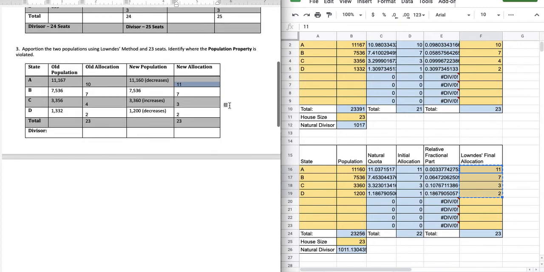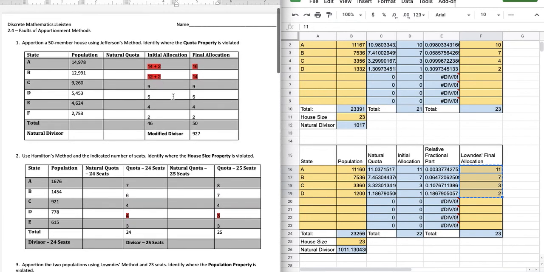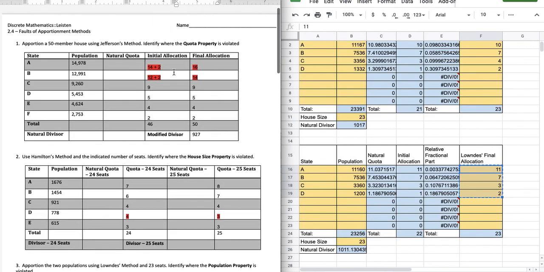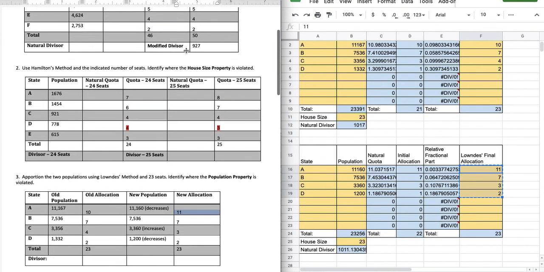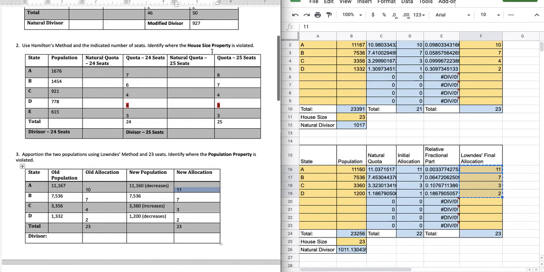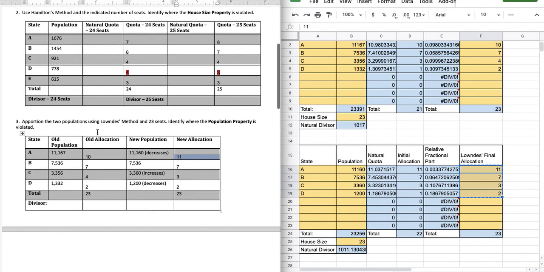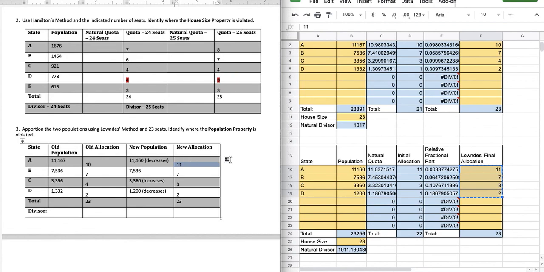That's what we're looking for. So we've got 3 more today. I switched it up. We're going to be using Webster's method for the quota property to see how that violates. We're going to be using Lowndes' method for the house size property, and we're going to use Hamilton's method for the population property. That's what I'm asking you to do today. Good luck.